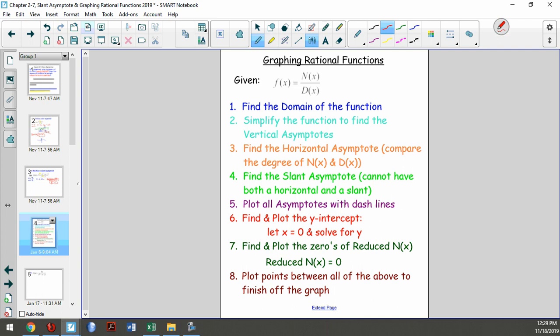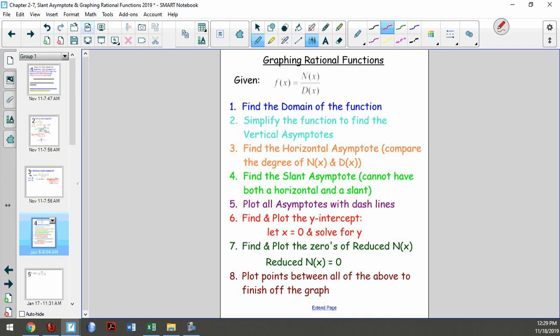And then step 7, find and plot the zeros of the reduced n of x. Okay? How do I find an x-intercept? An x-intercept is the point on the graph where it crosses the x-axis, implying that y is 0. Do we all understand that? Now, number 8, plot points between all of the above to finish off the graph.